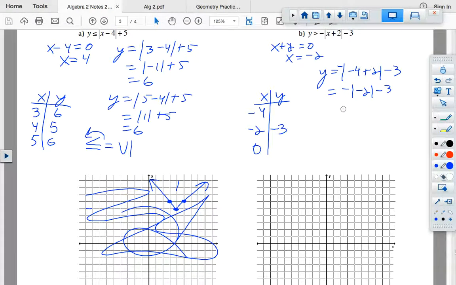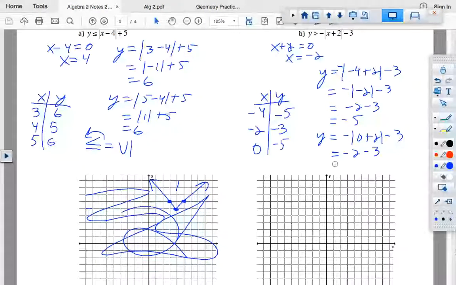-2 minus 3, and that's -5. So when I plug in 0, I'm expecting a -5 as well. y equals negative 0 plus 2 minus 3, negative 2 minus 3, negative 5. Any questions so far? Guys, plug in both values and check them both. Even if they are equidistant, don't just assume it's the same answer because you make mistakes. Any questions so far?